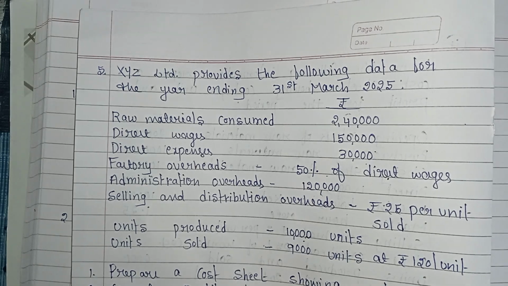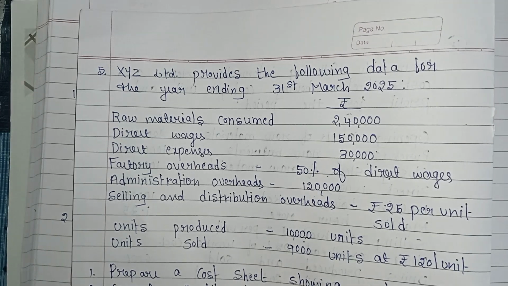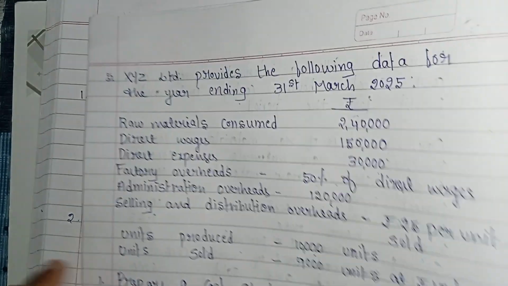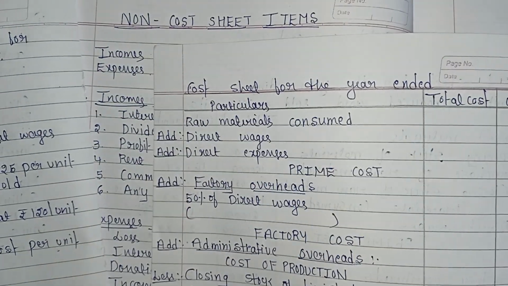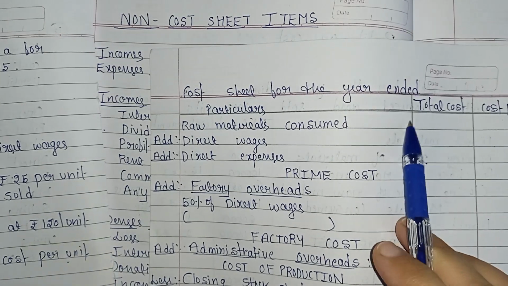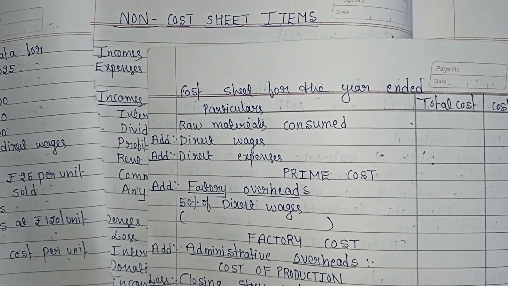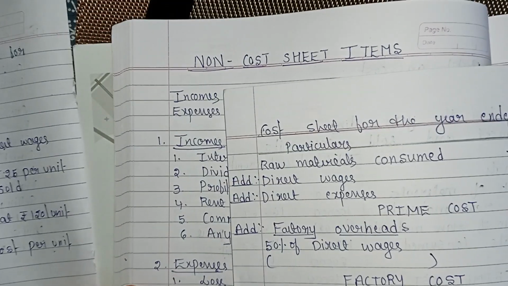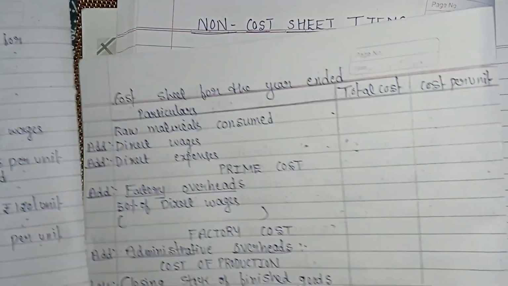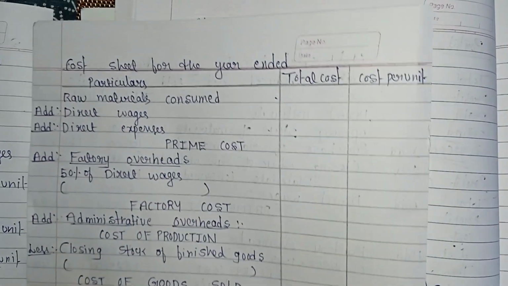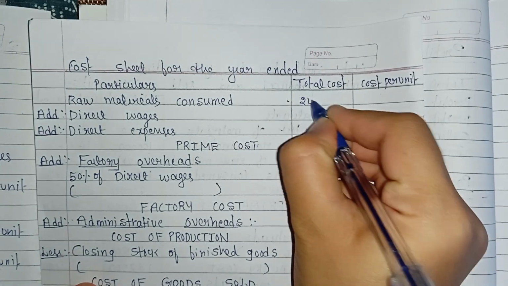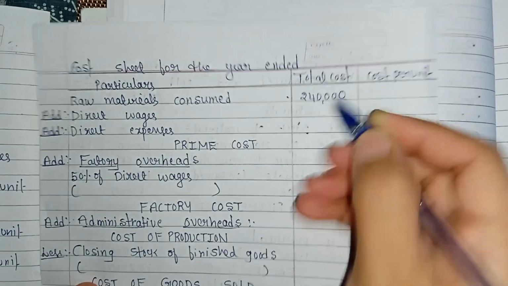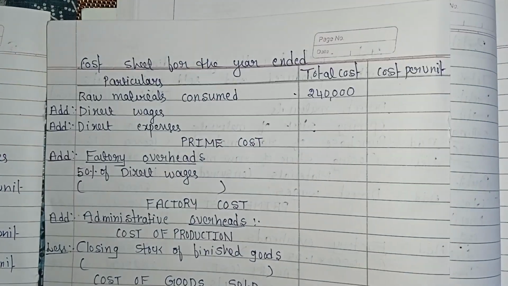So prepare a cost sheet showing cost per unit and compute profit for the year. Let's solve the problem. See here, cost sheet for the year ended. Raw materials consumed how much, that is rupees 2,40,000. And what is our cost per unit here?